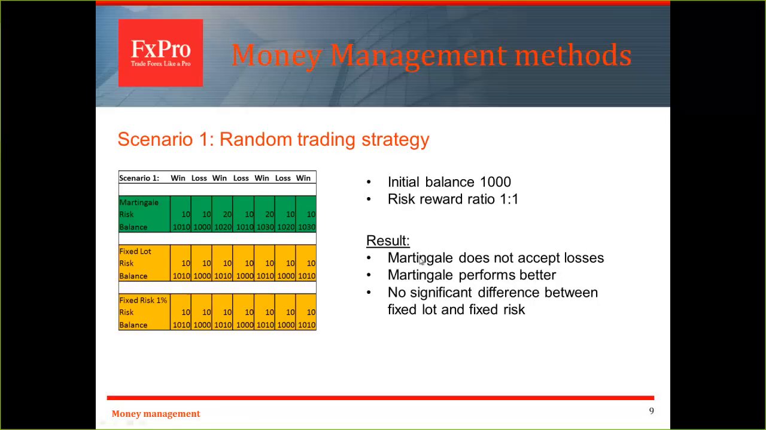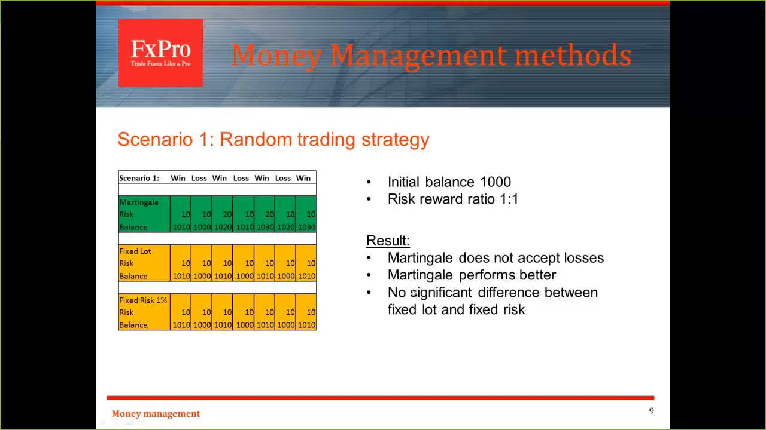So in situations like this, the point is that when you have short-term losses followed by wins immediately, Martingale performs better than the fixed lot. In the case of fixed lot, you just oscillate. You win $10, you lose $10, and just stay pretty much on the same level.